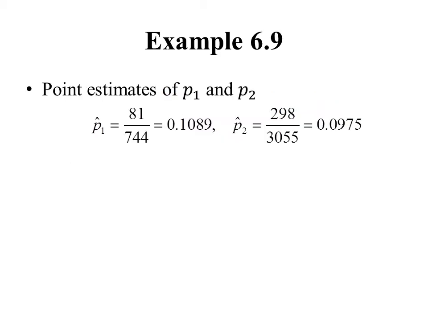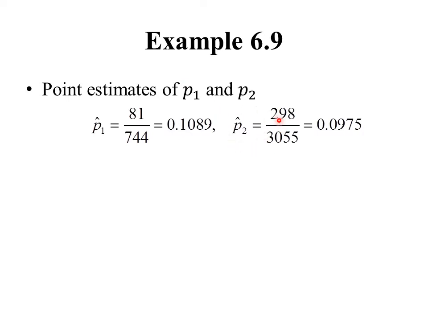So based off of this information, we can calculate sample proportions. We calculate P1 hat: take 81 of our smokers who develop cardiovascular disease, divide it by the total number of smokers in our sample, and that gives us 0.1089. So this number says that about 10.89% of smokers in our sample develop cardiovascular disease. That number is a point estimate of P1.